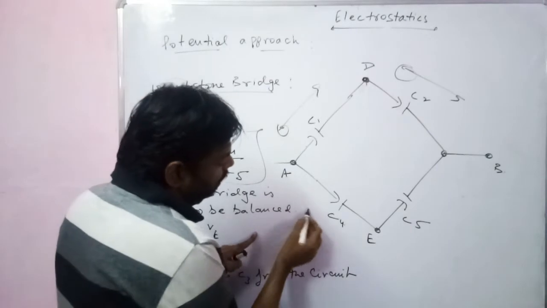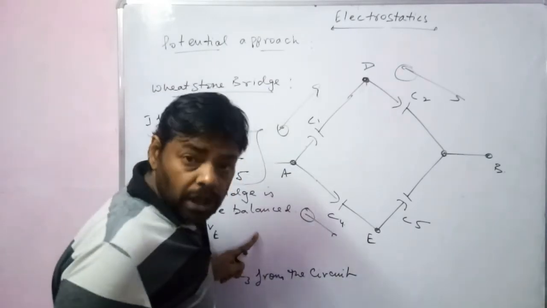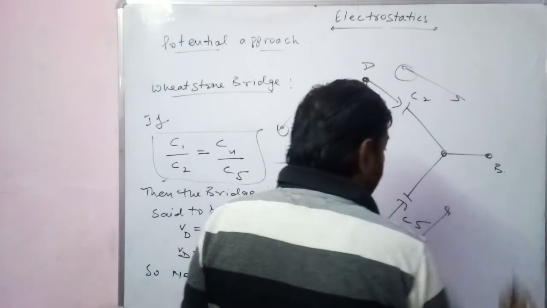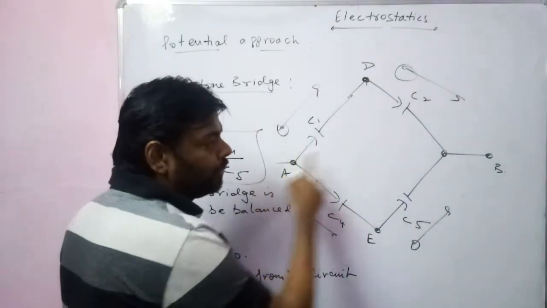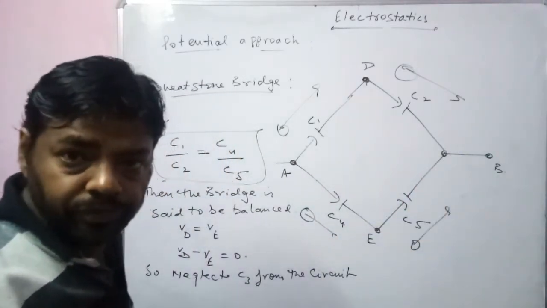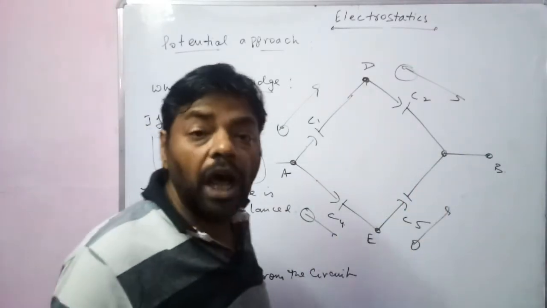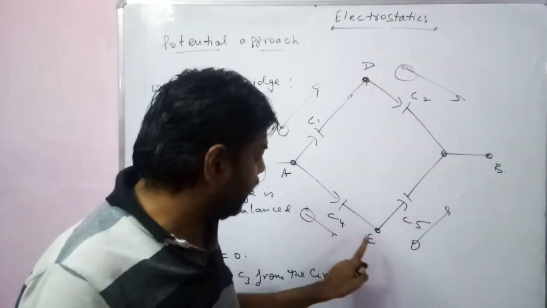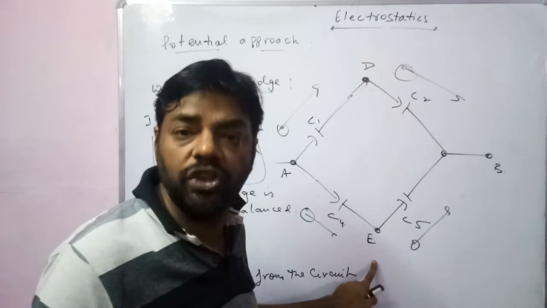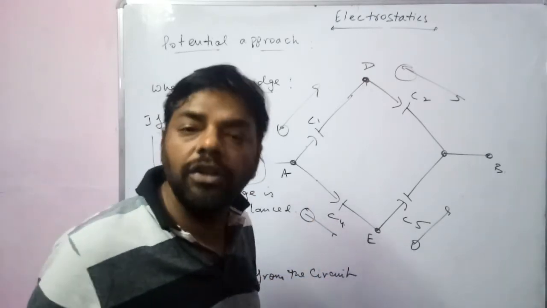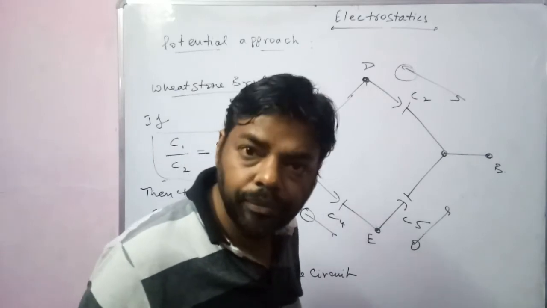Now again, there exists another path, and it is the second path. We can go from the point A to the point B via the capacitors C4 and C5. Clear? And again, after neglecting C3, we find that there does not exist any branching at this junction, say E. So C4 and C5 are again in series with each other. Clear? Okay.